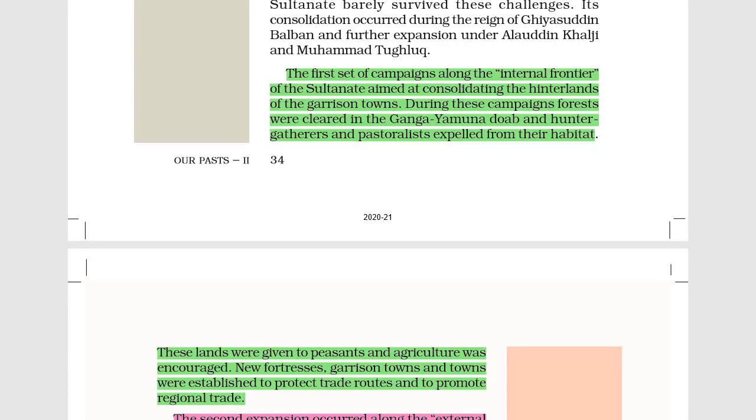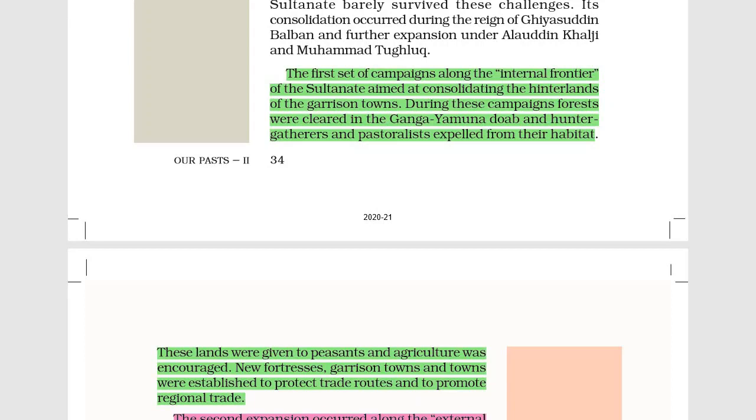So a lot of people, as a result, what happened? A lot of people were removed from their lands and they lost their habitat. Agriculture was encouraged by giving lands to the peasants. Peasants were asked to produce things that were required for the soldiers. So this is internally how the rulers of Delhi were trying to bring more and more areas under their control so that they can develop hinterland.